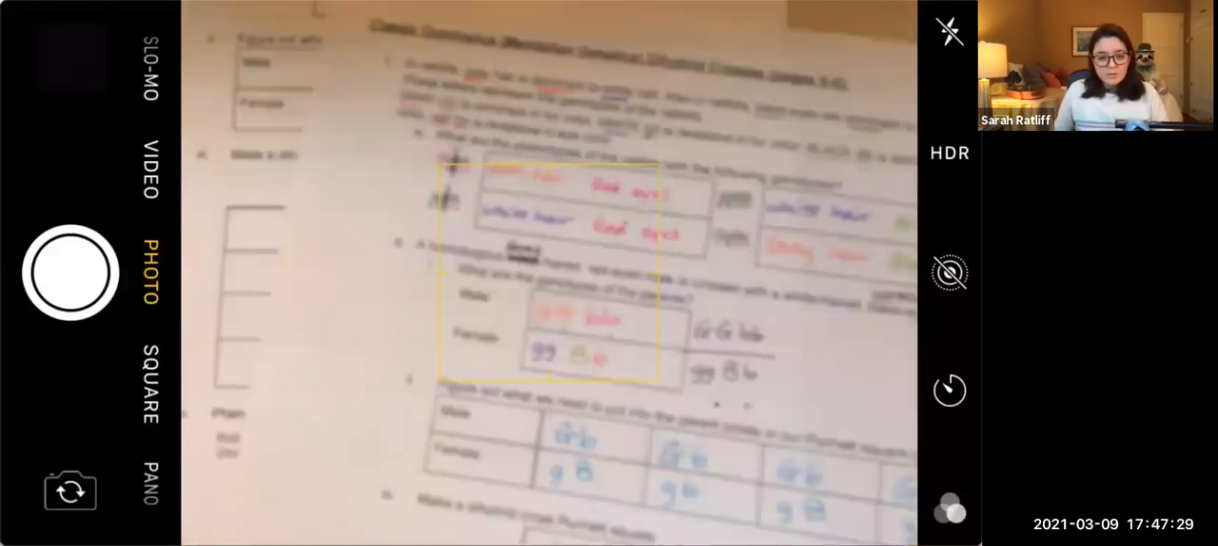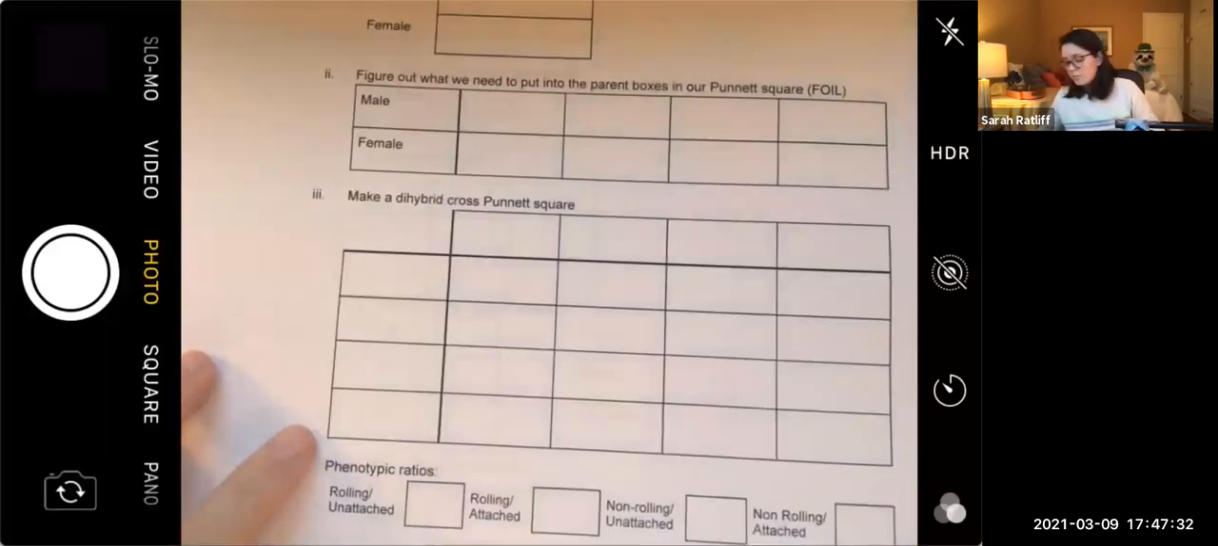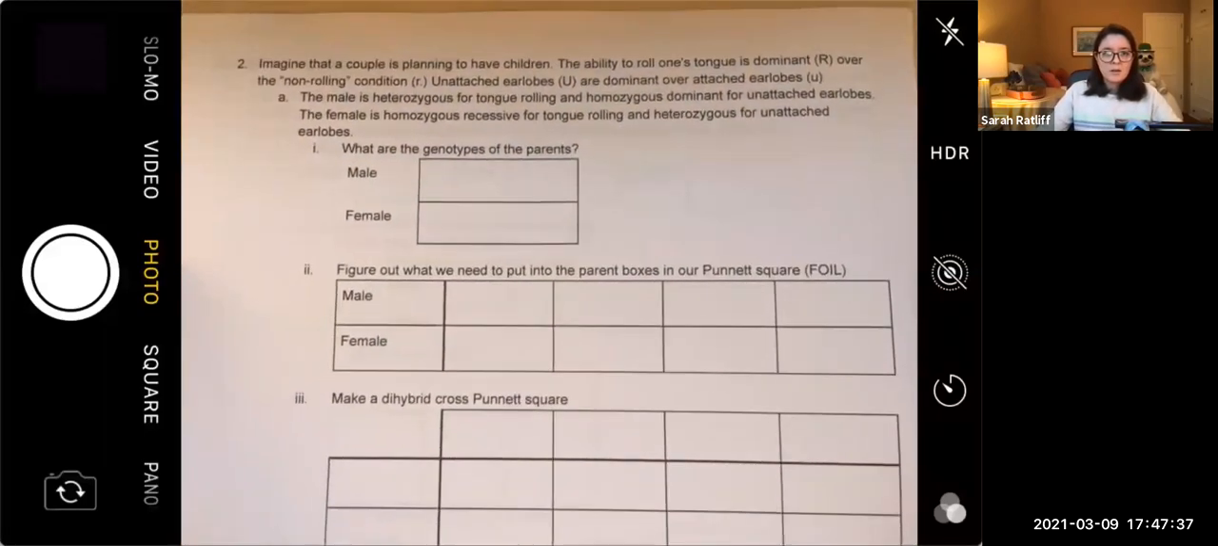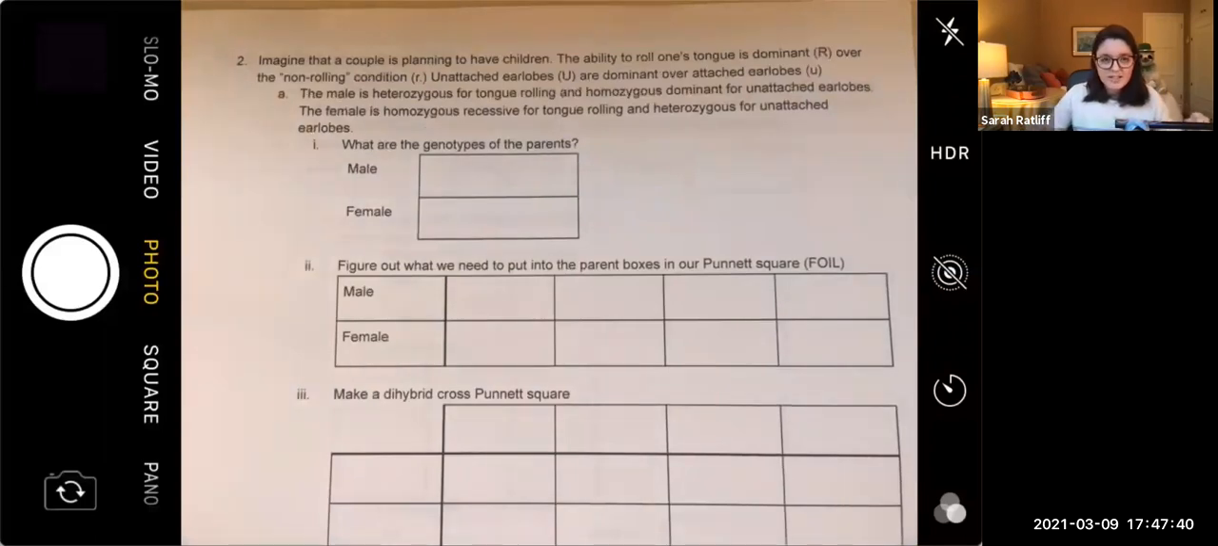Okie doke. Now let's move on to problem number 2. All right, let's push this down so we can move the blur. Excited I get to use lots of colors again. Imagine that a couple is planning to have children. The ability to roll one's tongue like a taco is dominant, big R, over the non-rolling condition, people who can't, little r. Unattached earlobes, which I happen to have as well, interesting. Unattached earlobes, capital U, are dominant over attached earlobes, little u.